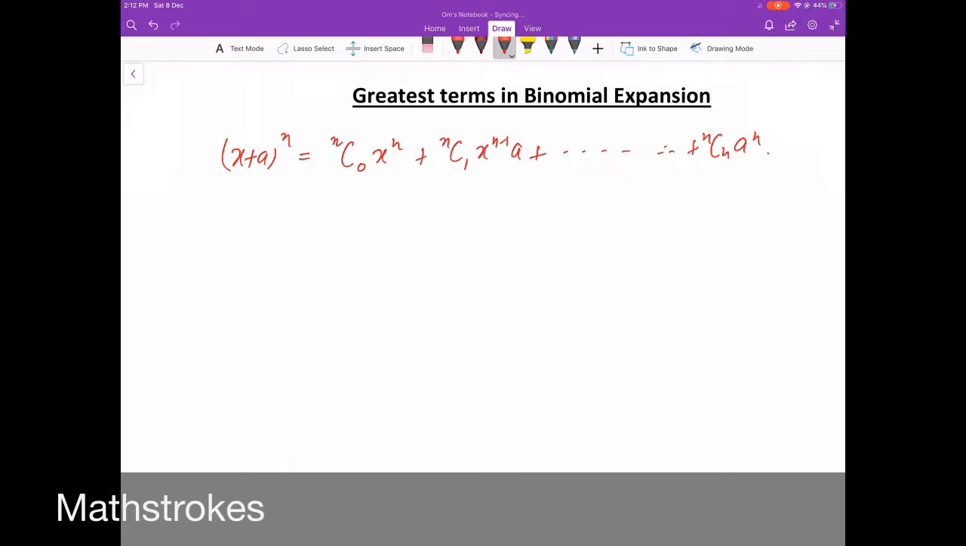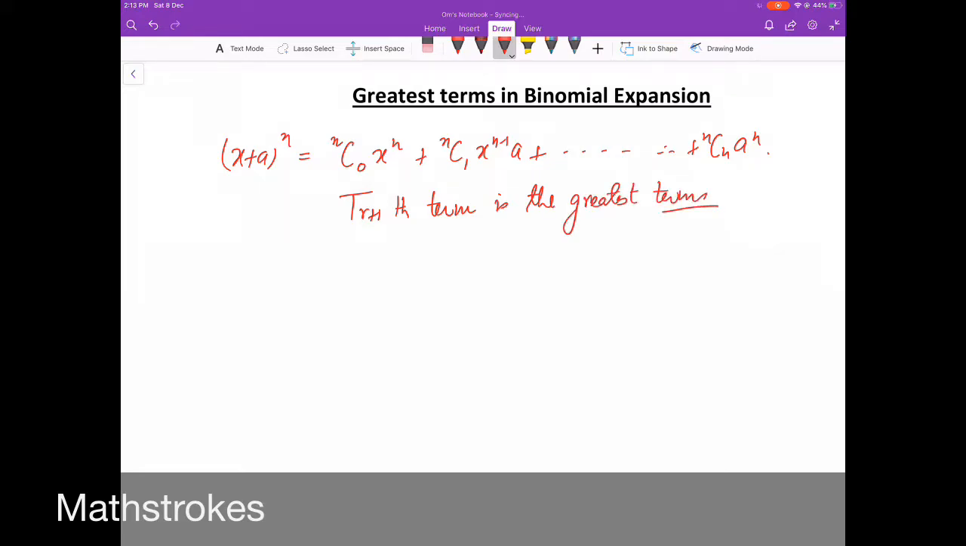I'm required to find the greatest term in this binomial expansion, and by greatest term I mean the numerically greatest term. I am not interested in the positive or negative signs that are associated with the terms. Okay, so we will be keeping this in mind. Let us suppose that the (r+1)th term is the greatest term.